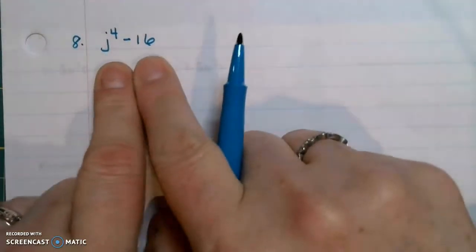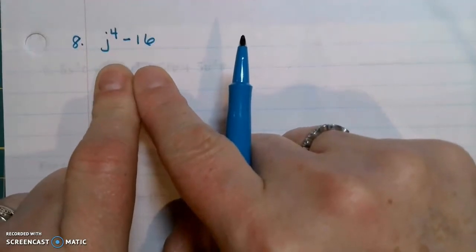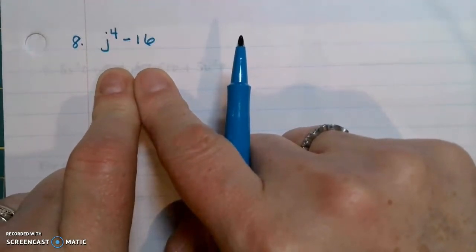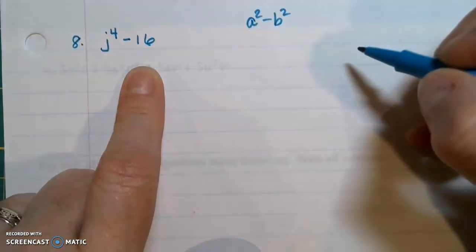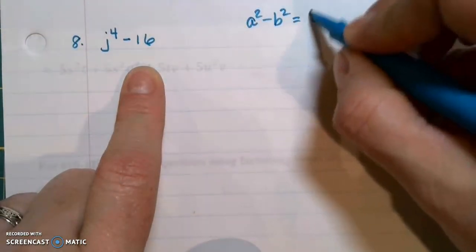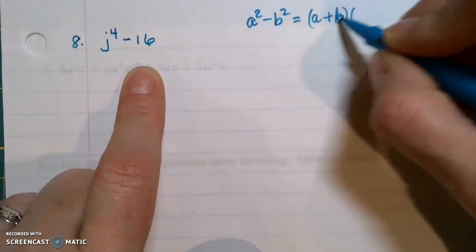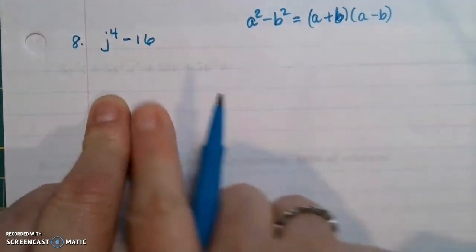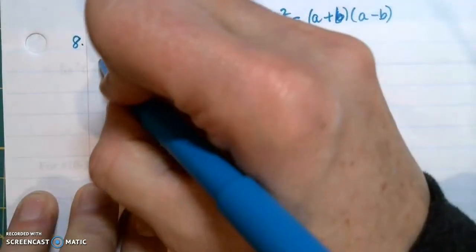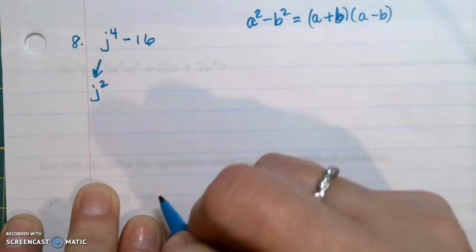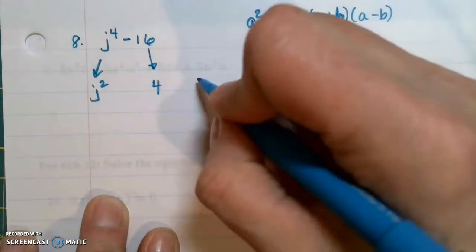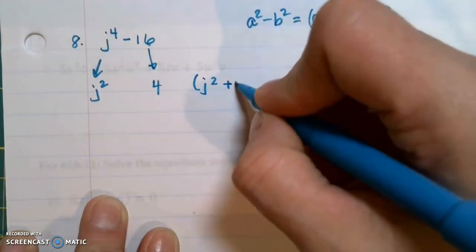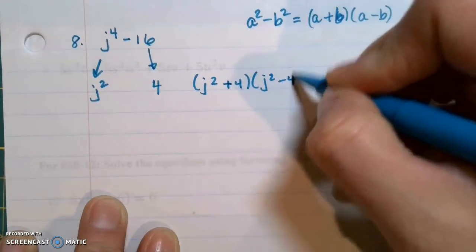All right, so it is in descending order. There are no greatest common factors other than 1. So now I'm looking at how many terms. It's got 2 terms, so I'm going to see, does it fit the difference of squares pattern? Is it a squared minus b squared, which means I could use the shortcut and go to (a plus b)(a minus b). And these are both perfect squares, right? j to the 4th would be j squared for the square root, and the square root of 16 is 4. So that would be (j squared plus 4)(j squared minus 4).